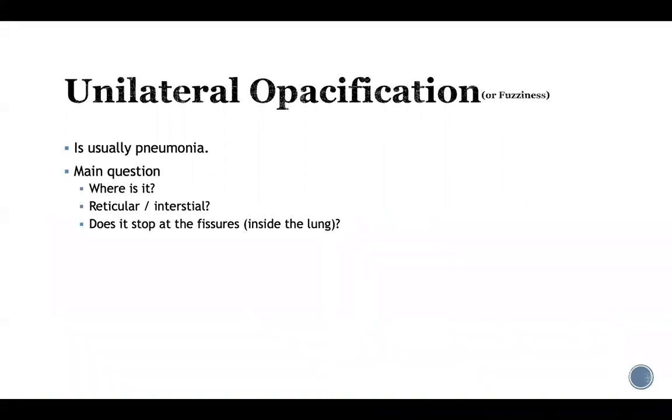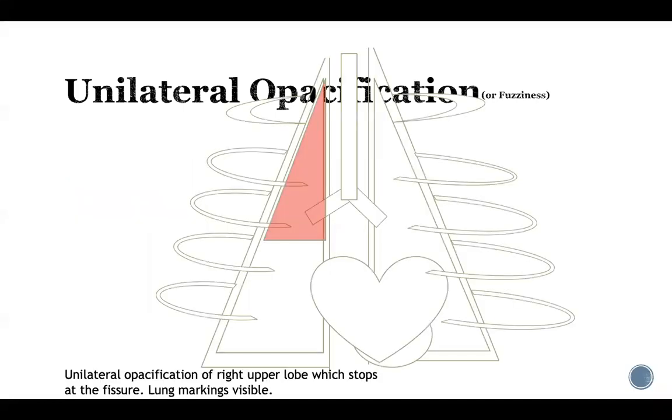It's either unilateral opacification, probably pneumonia, but you can further describe the unilateral opacification as reticular, which is fluffy, and interstitial, which is lines. And then whether it stops at the fissures. If it stops at the fissures, that means it's kept in one lobe. If it's 2 or 3 or it's all over the lung, then it's either outside the lung or it's involving the whole lung, which is worse. And then that's what it'll look like on chest X-ray.